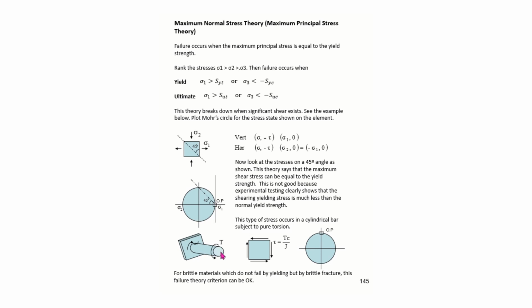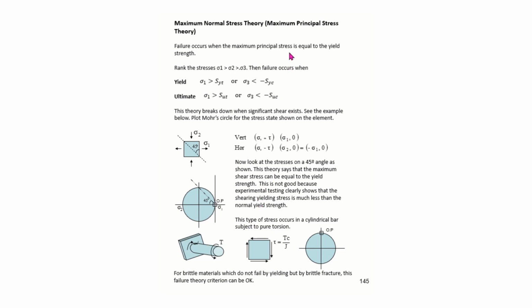So if I have a shaft here and I subject it to pure torsion, then I get a pure torsion state here, and I get a similar Mohr circle centered about 0, where again the tau max would be equal to sigma 1. For brittle materials, which do not fail by yielding but by brittle fracture, this failure theory can be okay. So it's classified as a brittle failure theory, and it's okay, but it still has its weaknesses.